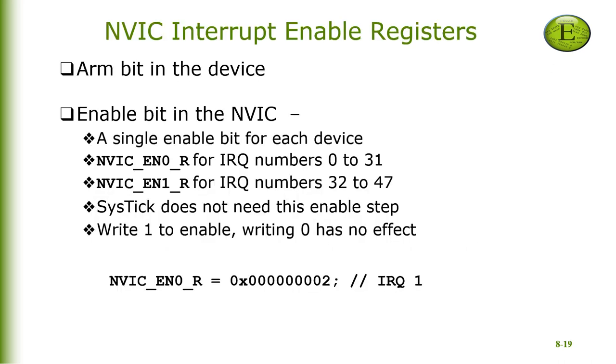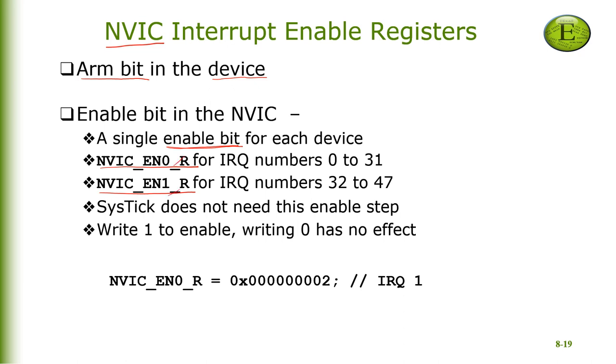The nested vector interrupt controller, the NVIC, has yet another enable bit for each interrupting device. This is in addition to the device ARM bit. Remember, with the ARM bit, we said that we arm the device to be able to interrupt the microprocessor. But there is yet another enable bit that we need to set for each interrupting device, and that is set inside the NVIC enable register. There are two registers to note: the NVIC enable 0 register and the NVIC enable 1 register.